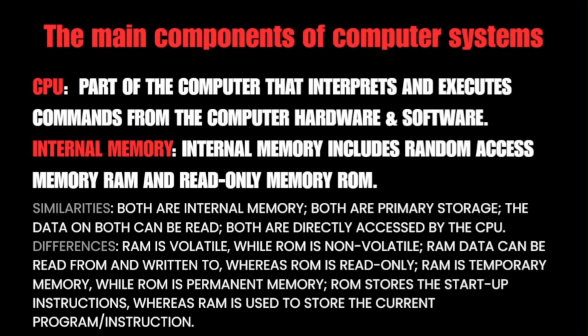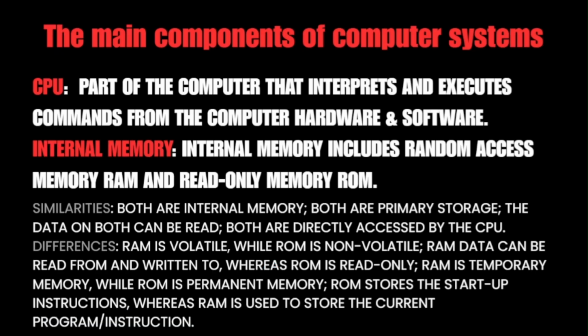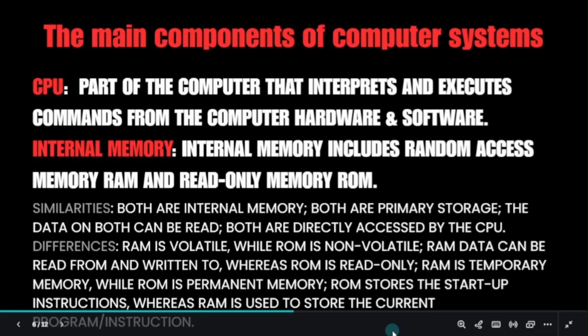Alright. So similarities include that both are internal memory. They are both primary storage. This is one key thing. The data on both can be read. Both are directly accessed by the CPU. Then the differences include that RAM is definitely volatile and ROM is non-volatile, and then RAM is used to store instructions of programs currently in use, whereas ROM stores startup instructions. You can read the rest and add those to your personal notes. I won't be reading through all of them.